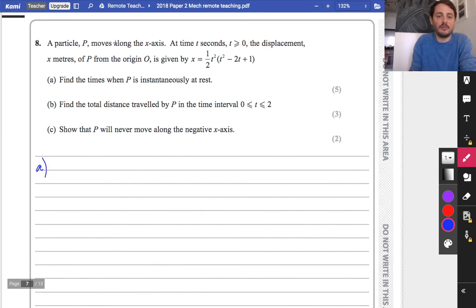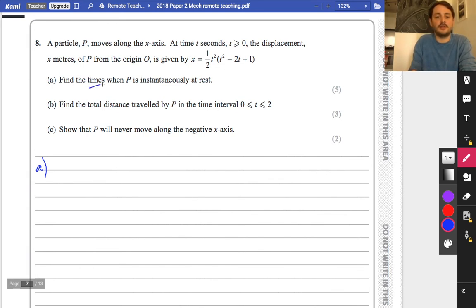A particle P moves along the x-axis. At time t seconds, with t being greater than or equal to 0, the displacement x meters of P from the origin O is given by x equals a half t squared minus 2t plus 1, all squared. If I see this as someone who's been teaching for a long time, I would look at this and think, there's something I can do to this. I'm not going to deal with it just yet, but just keep that in mind for later.